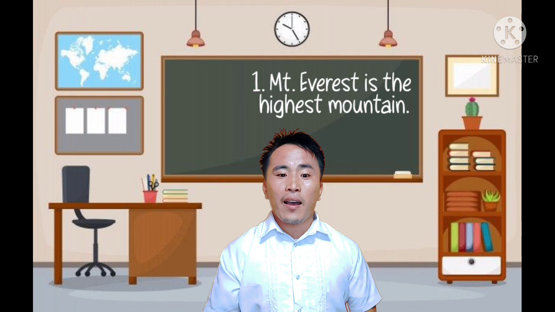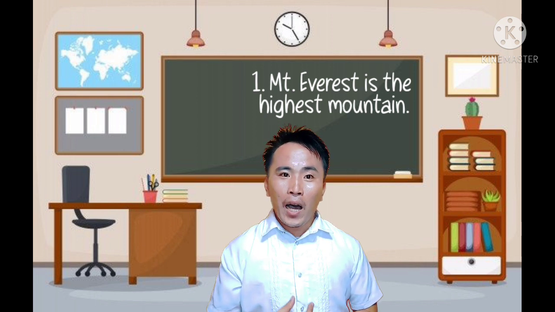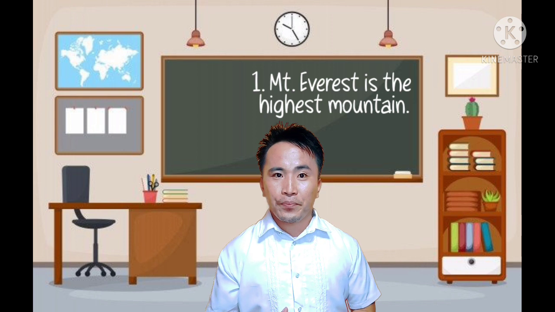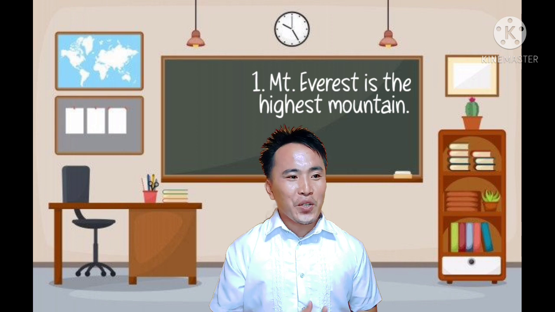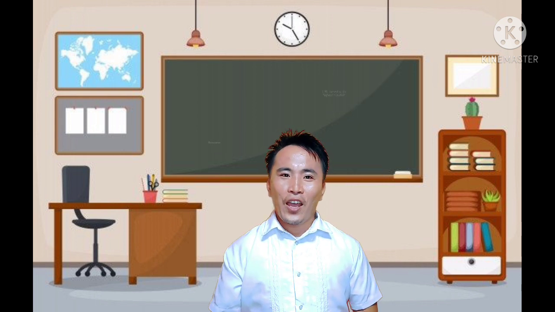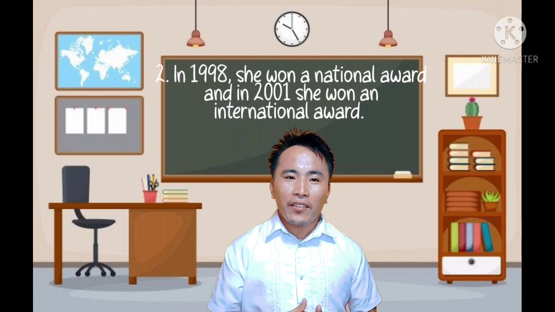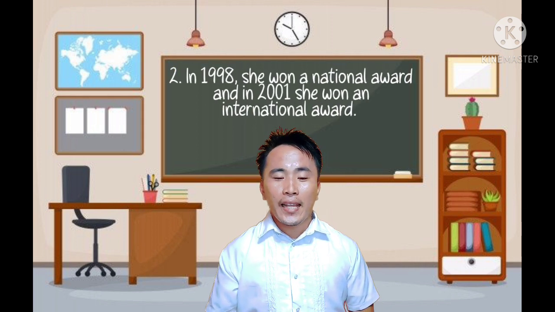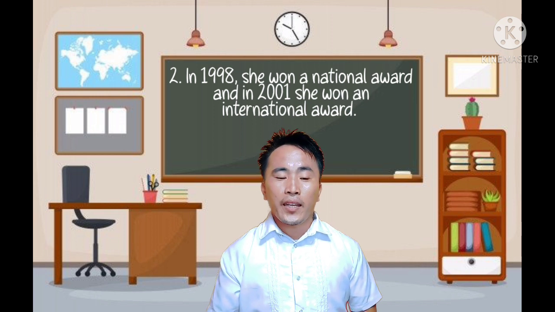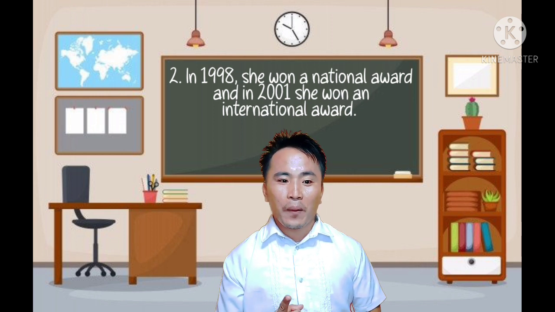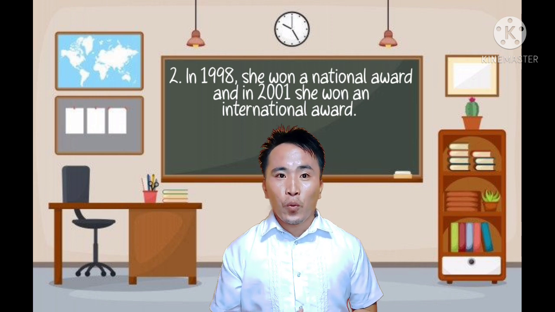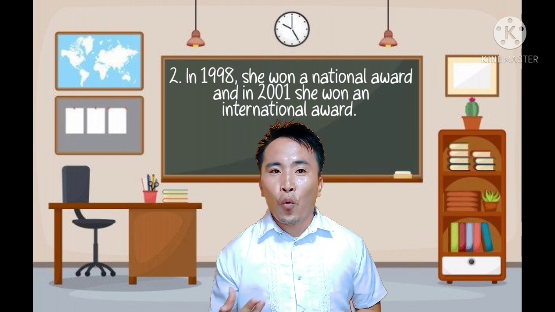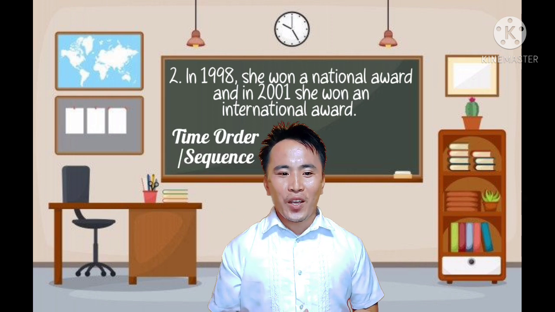Mount Everest is the highest mountain. What do you think is the correct answer? Correct. The correct answer is description. Number 2. In 1998, she won a national award, and in 2001, she won an international award. What's the correct answer? It's time order or sequence.